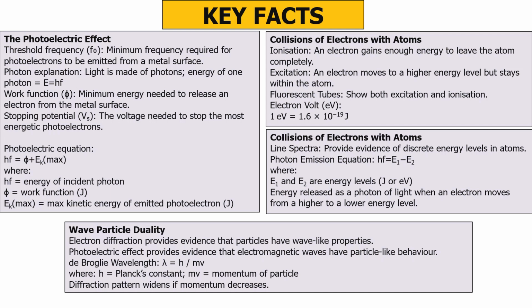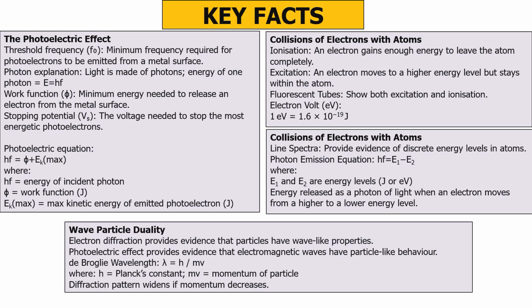Now, the work function is the minimum energy needed to release an electron from a metal surface, and the stopping potential is the voltage needed to stop the most energetic photoelectrons. Now, the photoelectric equation is hf is equal to the work function plus the maximum kinetic energy of the emitted photoelectron.